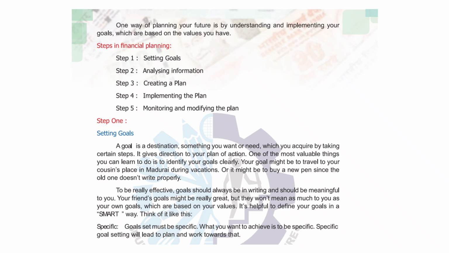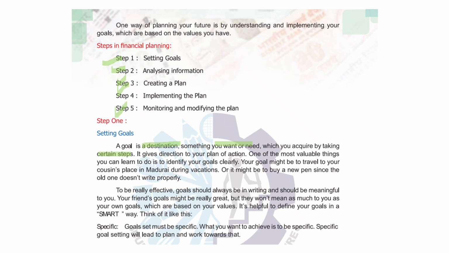Okay, so the way of planning your future is by understanding and implementing your goals, which are based on the values you have. All right. सो अब आपको अपने गोल्स बनाने हैं. तो steps क्या हैं financial planning के? अभी अभी हमने पढ़े थे व्हील में. Setting goals, analyzing information, creating a plan, implementing a plan, and monitoring and modifying the plan. So, step one is setting goals. So, a goal is a destination, okay, something you want or need, which you acquire by taking certain steps.